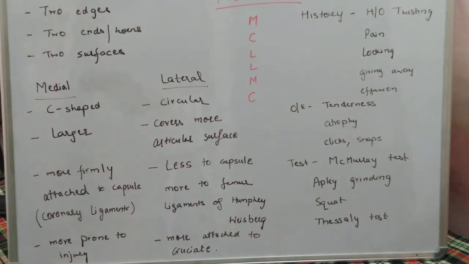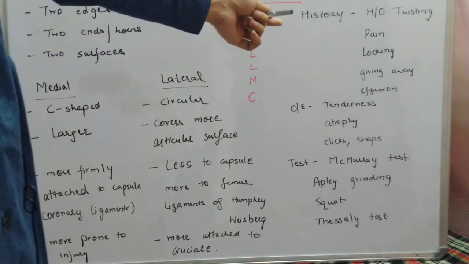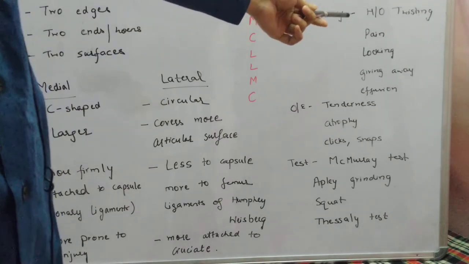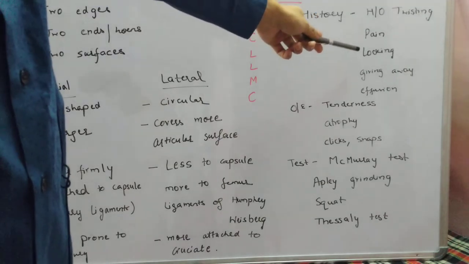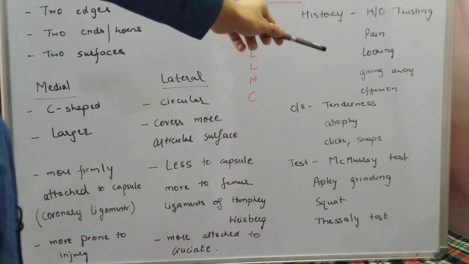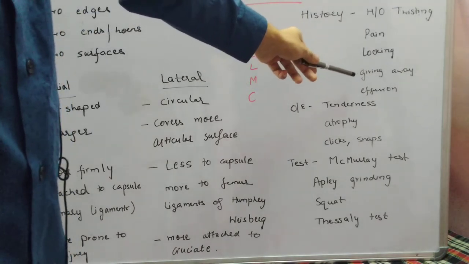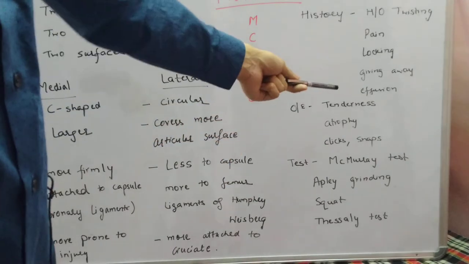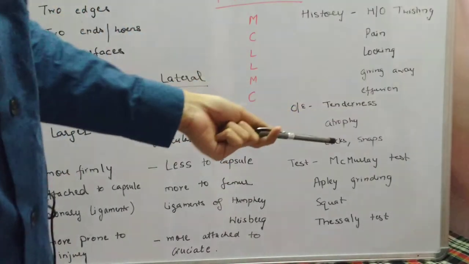Now talking about the various features which we will be finding. In the history of meniscal tear patients, the patient will give a history of twisting injury with pain, with a classical history of locking of the knee joint, with a history of giving way of the knee joint while ascending or descending the stairs, and on and off effusion might be there.